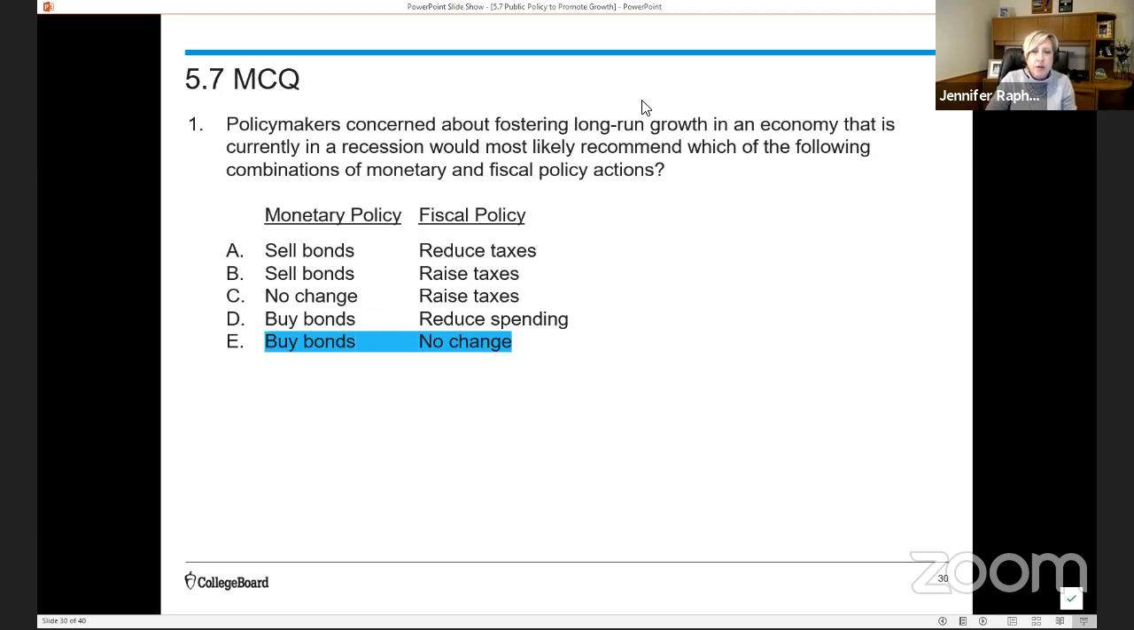Okay, so you see how you put those pieces together? You read that term long run growth in the question, you think about combinations of monetary and fiscal policy, think about whether they're expansionary or contractionary, and think about how they would influence interest rates, and you have all the tools you need to answer this question.